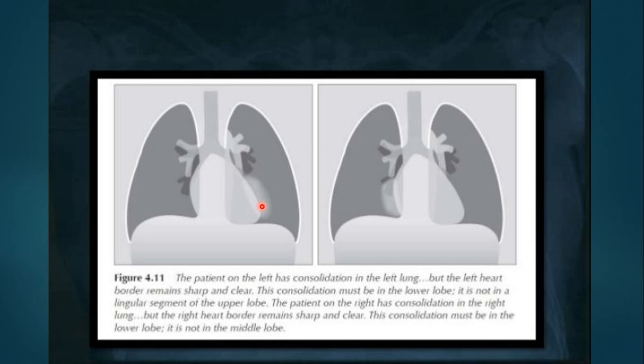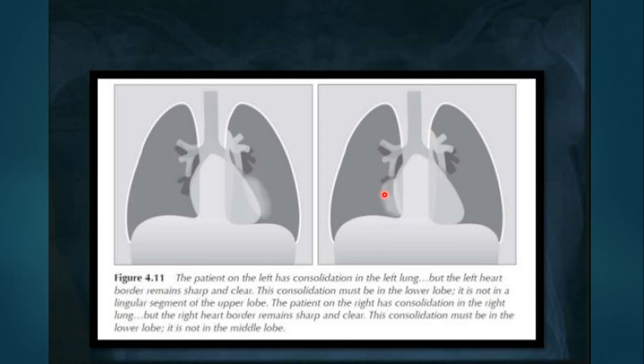This lesion is not in the lingula. If it was in the lingula, it would silhouette the heart. It's not in the lingula, it is in the lower lobe. So the absence of silhouette also is helpful. Again, this is another example. You can see the right heart border.